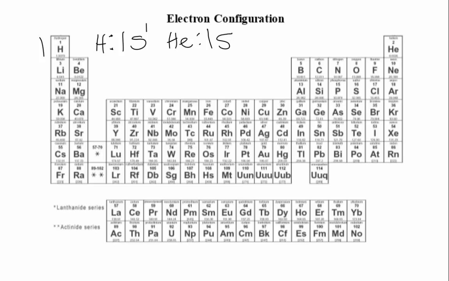What you want to do to decide how many electrons are in this subshell is you just count from the left side to the right side. So this would be 1 if it was hydrogen, but we are helium, so now this is 2. So it would be 1s2. That is the electron configuration for helium.